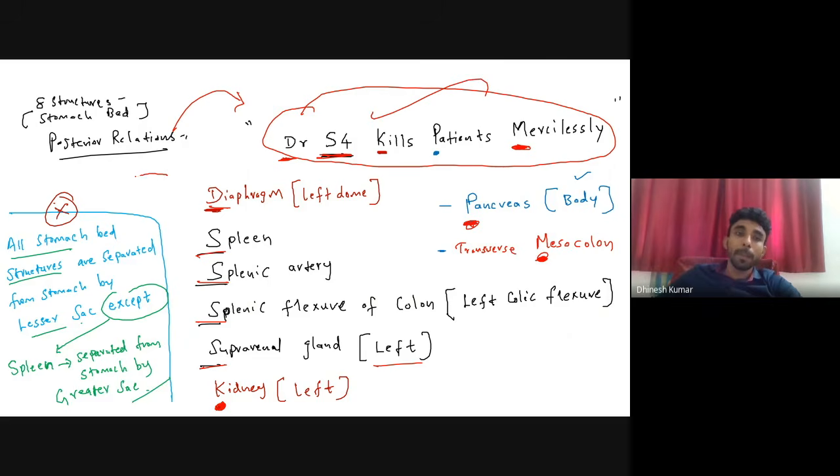For MCQ purpose, remember that out of these 8 stomach bed structures, all are separated from the stomach by the lesser sac except spleen. Spleen is separated from stomach by greater sac.